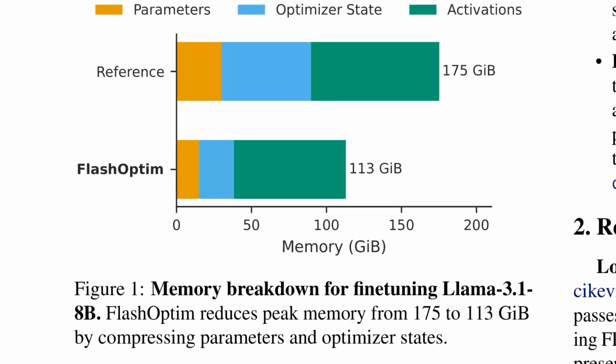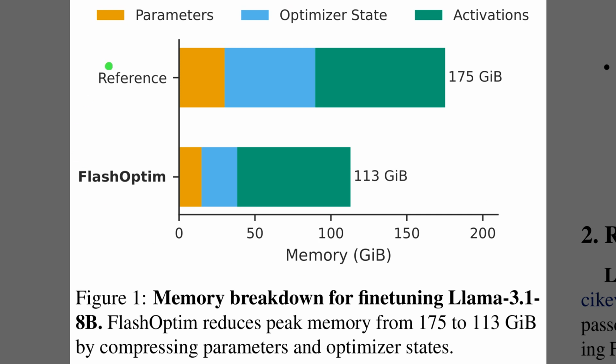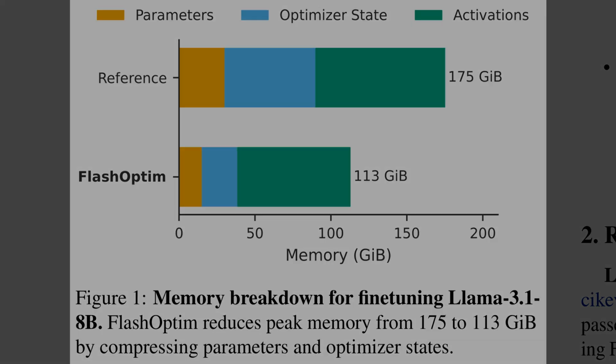So figure 1 illustrates what this efficiency looks like in practice during a Llama 3.1 8B fine-tuning run. The top bar shows the standard reference implementation consuming a massive 175 gigabytes of peak memory. Below it, FlashOptim drops that requirement significantly to just 113 gigabytes. You can clearly see that the savings come specifically from the compressed parameters and optimizer states, represented by the orange and blue sections, while the green activation memory remains unchanged.